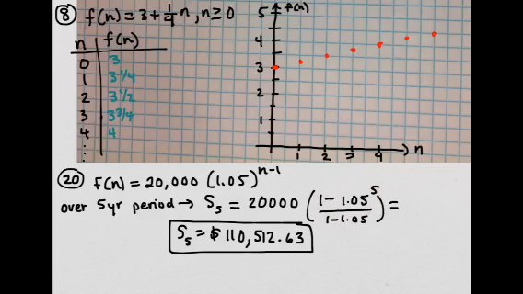So the rate is 1.05. It's for 5 years, and then the denominator is 1 minus r, so 1 minus 1.05. And I just used a calculator. I did this part first. I did 1 minus 1.05 to the 5th power. Then whatever that was, I divided by negative 0.05, because after you simplify this down here, it's negative 0.05, right? And then after that, I multiplied by 20,000, and it gave me this amount right here.